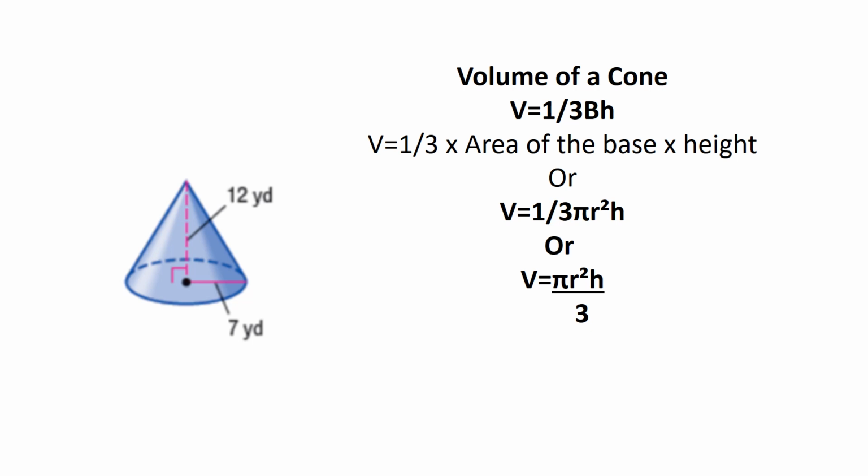The next one is the volume of a cone. Now, it takes 3 cones to make a cylinder, so that's the reason the volume of a cone is 1/3 area of the base times the height. Now again, you have some formula options. You can do this first one here, which is 1/3 times pi times the radius squared times the height, or the one I like is option 2, which is pi times the radius squared times the height divided by 3.